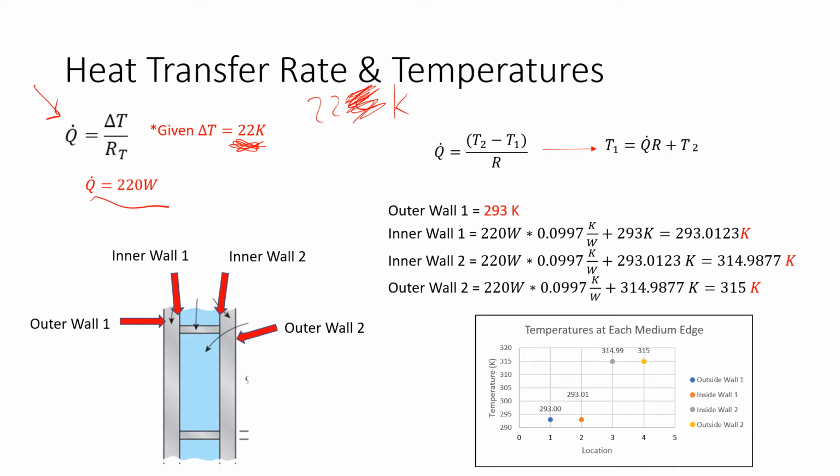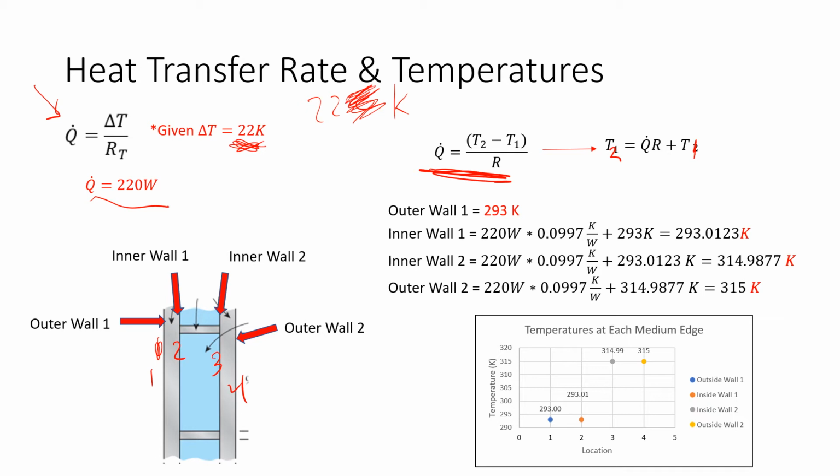Next, we want to find the temperatures at each material. So this is how I divided up. I did outer wall 1 as 1, inner wall 1 as 2, inner wall 2 as 3, and outer wall 2 as 4. And to find these temperatures, this is the equation that I used here. And this should actually be temperature 2 is equal to Q dot times R plus temperature of 1.